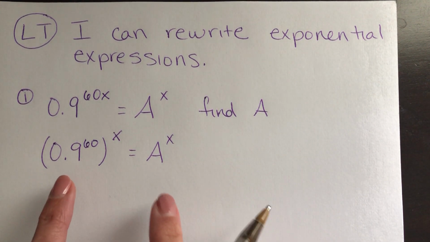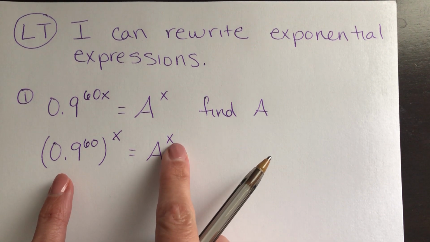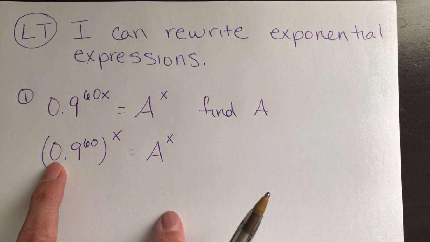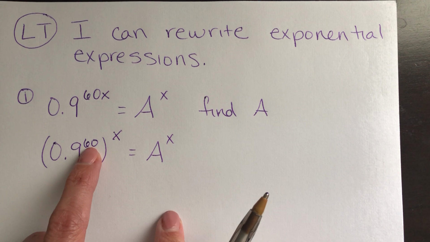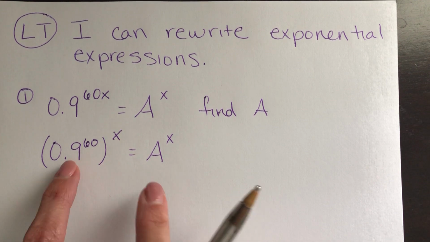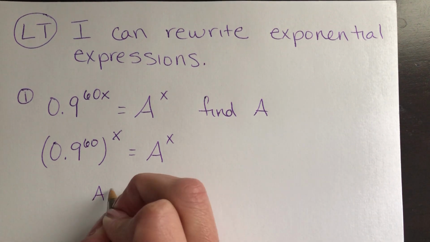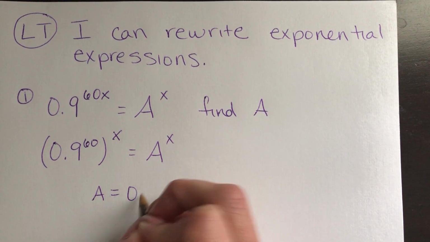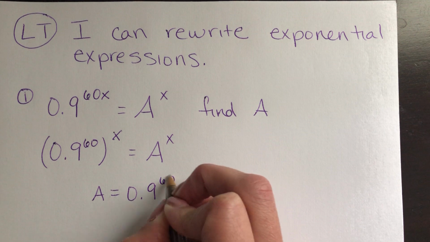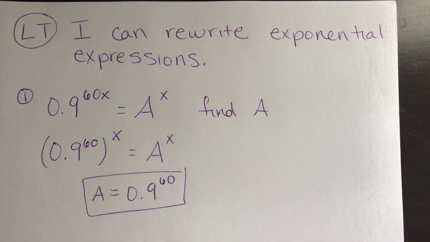So now a is raised to the x, and this 0.9 to the 60th is also raised to the x, so that's the same base. So I can say now that a is 0.9 to the 60th power, and that would be your answer. You're done. Let's look at another one like this.